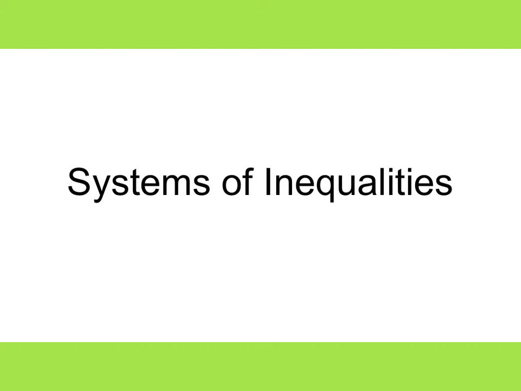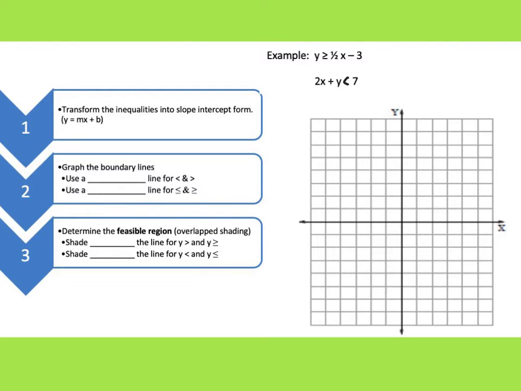Let's remind you of how to solve a system of inequalities. The directions here tell us that we should transform the inequalities into slope-intercept form. Now, I want to tell you that that's not mandatory. You could find your x and your y-intercepts in that bottom inequality to graph it that way. I just think it's easier to determine where you are shading if you change it to slope-intercept form. So this bottom one would become negative 2x plus 7.